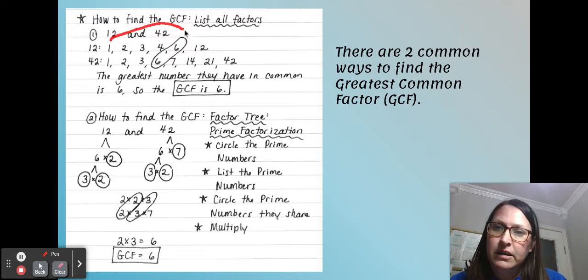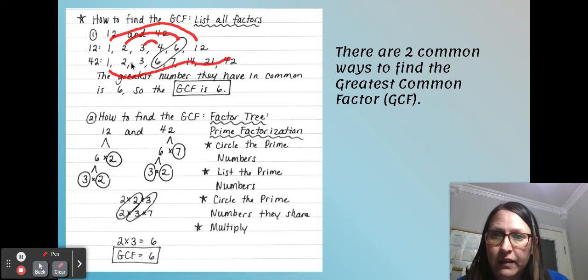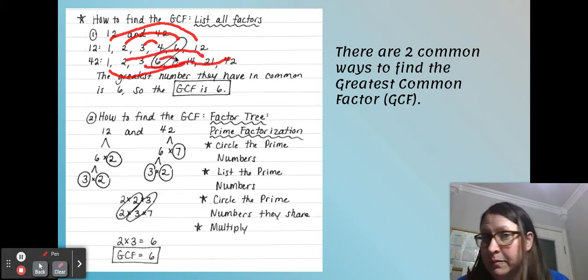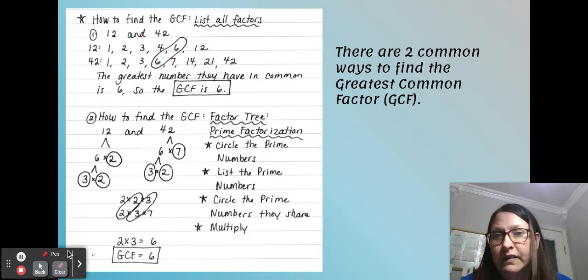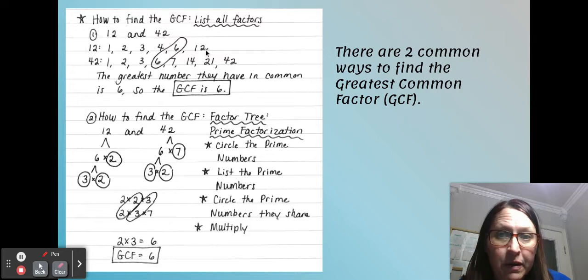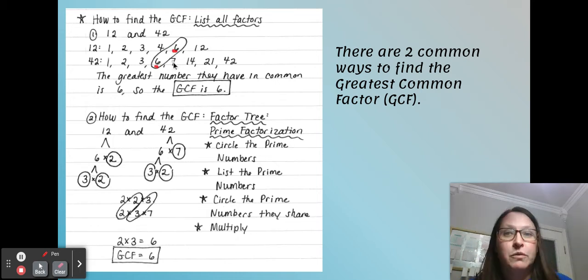12 is 1 times 12. It's 2 times 6, and it's 3 times 4. 42 is 1 times 42, 2 times 21, 3 times 14, and 6 times 7. When I look at those numbers, I start with the biggest one of the smaller numbers. So 12, I don't see a 12 down here. 6, yes, I do see a 6 down here. That means my greatest common factor would be a 6.